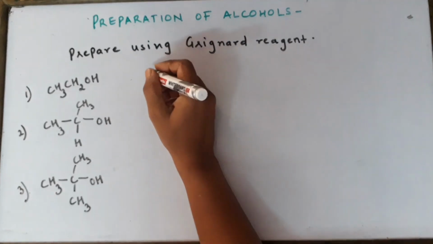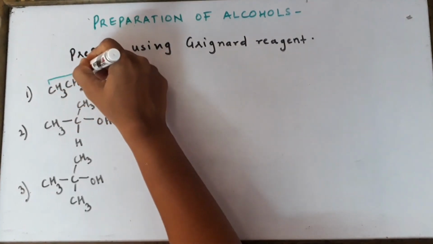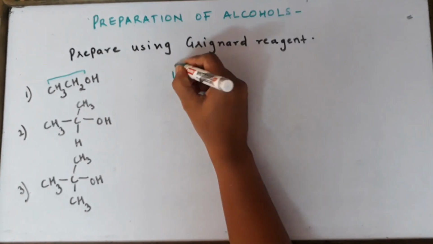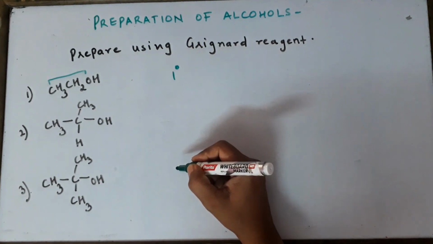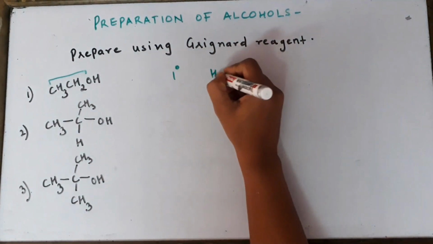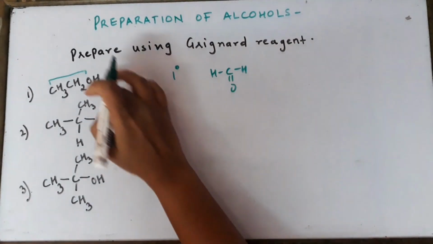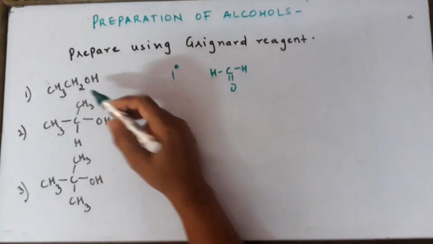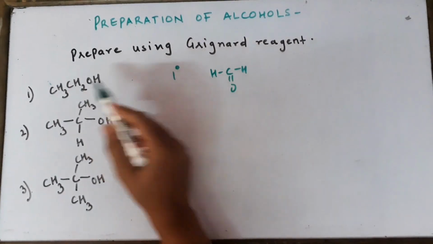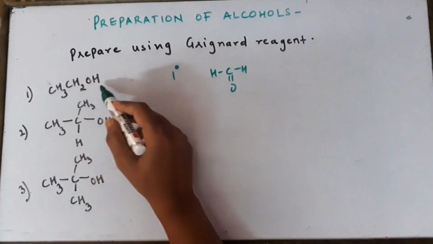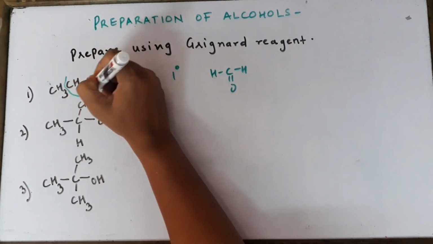So what we learned in the previous video was that if we see the nature of this alcohol, it is a primary alcohol. So which aldehyde are we going to use if we want to prepare a primary alcohol? We had seen formaldehyde. So let us try to find out the formaldehyde portion from this compound. You have to select one carbon atom which is attached to an oxygen atom from this molecule. So one carbon atom which is attached to oxygen atom, this is that portion.